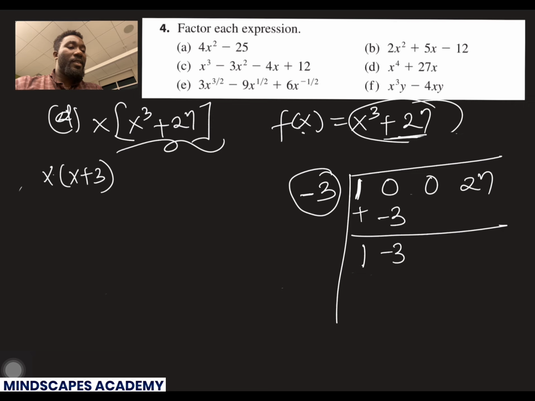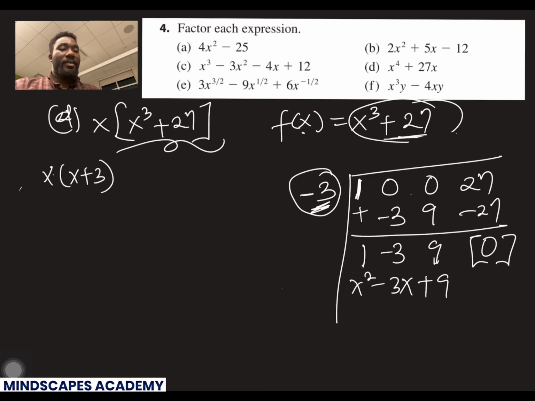Negative 3 times negative 3 is positive 9. Then what? You add. 0 plus 9 is 9. Then you multiply 9 times negative 3. You have negative 27. Then you add again. You have 0. Remember, you must get 0 here. So what is this implying? This is x squared, negative 3x, positive 9.